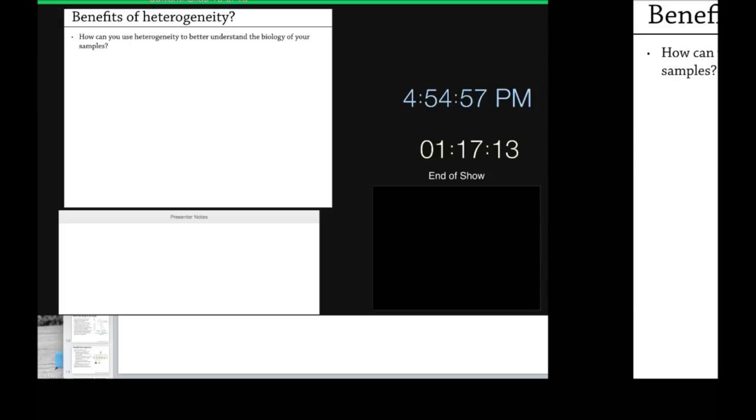So with your heterogeneous sample, how many of them do you think are meaningful? How many of them do you think are artifacts? And have you thought about ways that you can use that heterogeneity to help you answer the problem that you're trying to address? It's hard to tell.